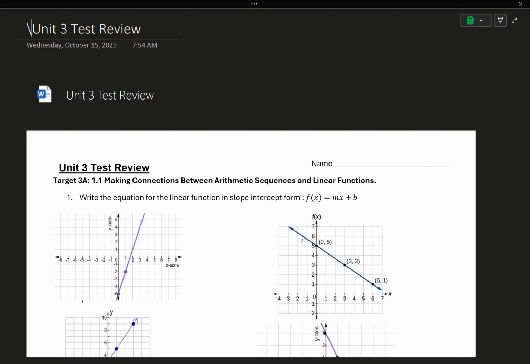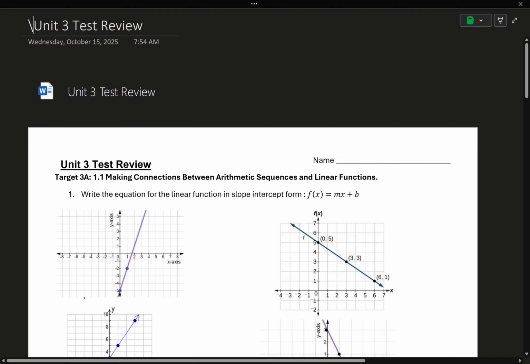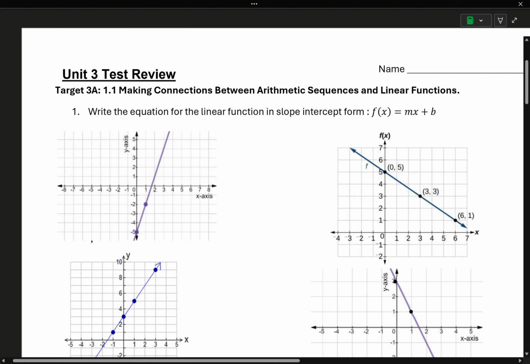Hello, and welcome to a little video about the Unit 3 test review. Let's get started. The first thing that we're going to do is write some equations for linear functions in slope-intercept form. Now, in order to do this from a graph, we just need to look at 2 points.